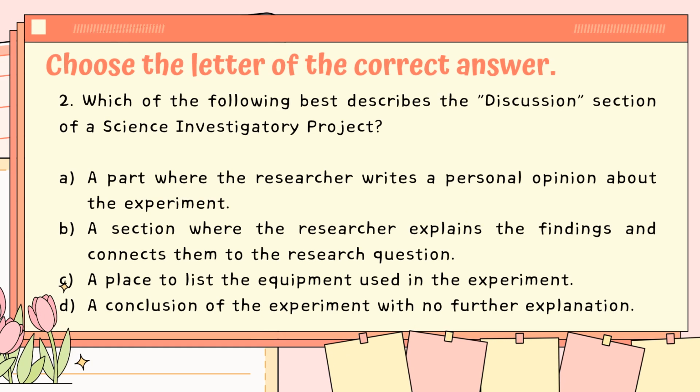2. Which of the following best describes the discussion section of a science investigatory project? A. A part where the researcher writes a personal opinion about the experiment. B. A section where the researcher explains the findings and connects them to the research question. C. A place to list the equipment used in the experiment. D. A conclusion of the experiment with no further explanation.